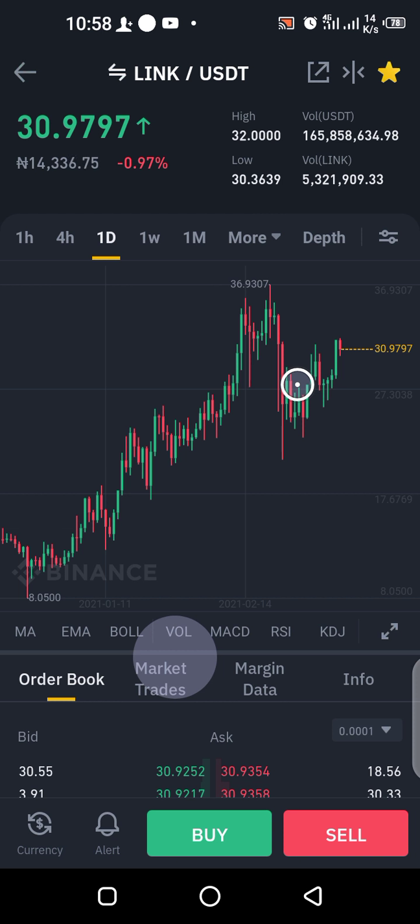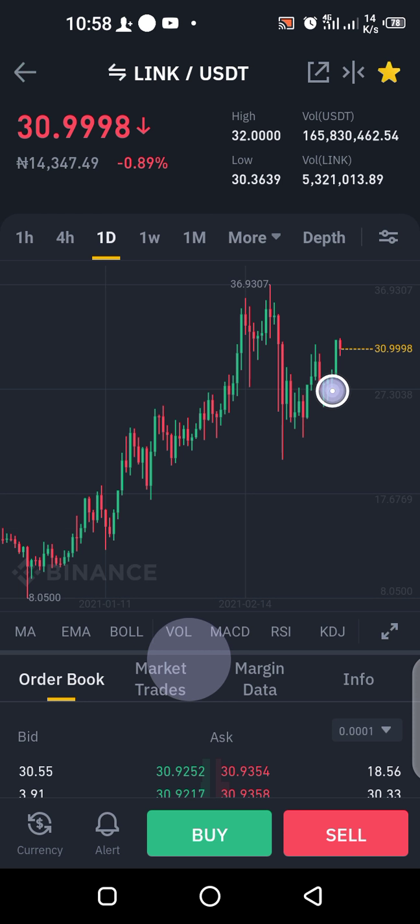Now you need to know the kind of trader you are. Maybe you want to be making $2, maybe $5. Maybe you are a swing trader, or you are a scalper who wants to be scalping the market. That depends on you. Knowing the kind of trader you are depends on you.